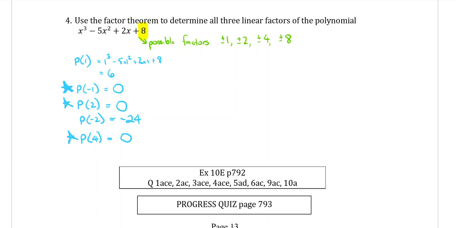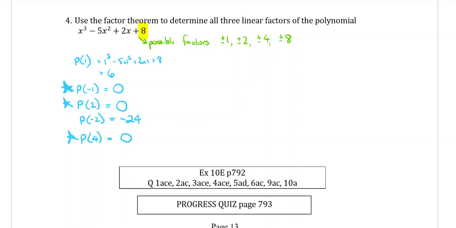Now, guessing and checking can be a little bit of a pain. So if you don't like guessing, once you've found one or two of the factors, you could always do a long division and find the remaining factors that way. But I have found them all by guessing and checking here.